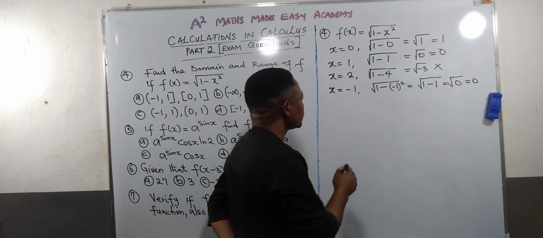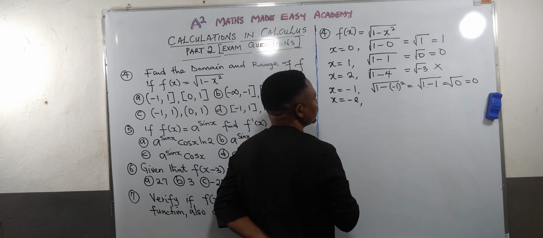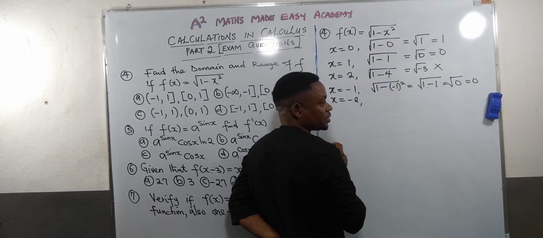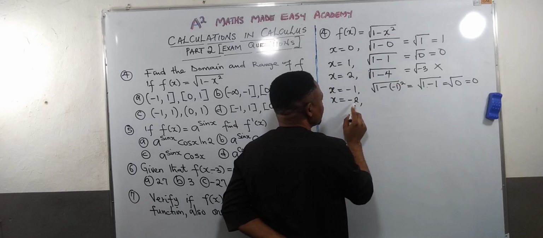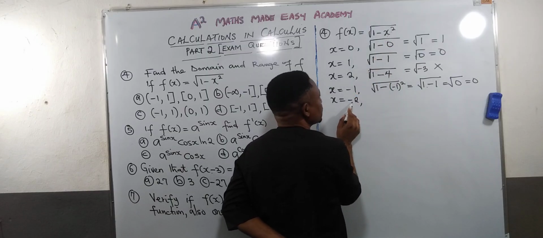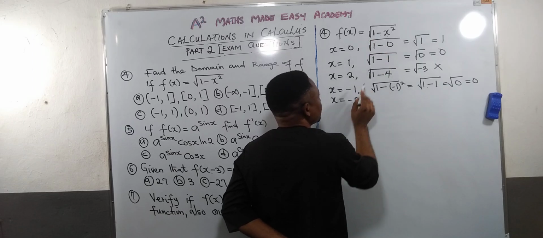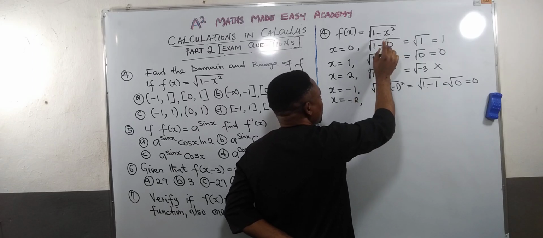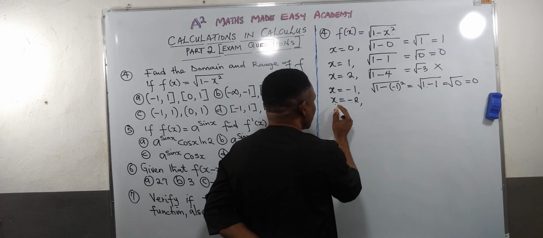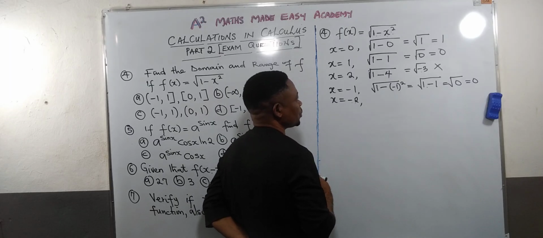Are you with me? Now if I continue with x equal to minus 2, you find out that the function does not exist. Do you know why? When I introduce x as minus 2 and square it, the minus will disappear. It becomes 1 minus 4, which gives minus 3, and that does not exist. The same thing applies when x is minus 3. It will still not exist.